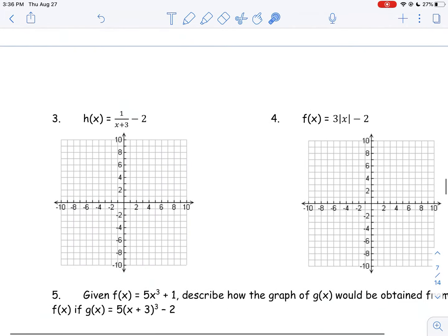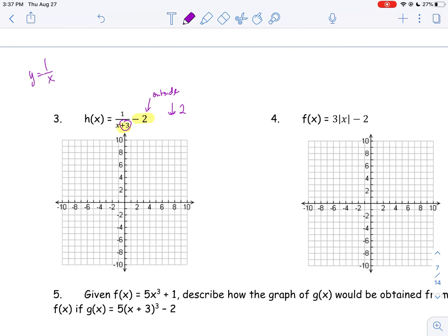Alright, let's identify the parent functions here, what's happening, and then I have to stop and have class. Here we go. Parent function. Do you see the parent function 1 over x involved? The +3, the -2. Hopefully you see this is outside. So this is going to move it down 2. This is on the inside of the function. So it's going to move it, you might think right, but it's backwards. It's going to move it left 3. So left 3 and down 2. This is my new origin.